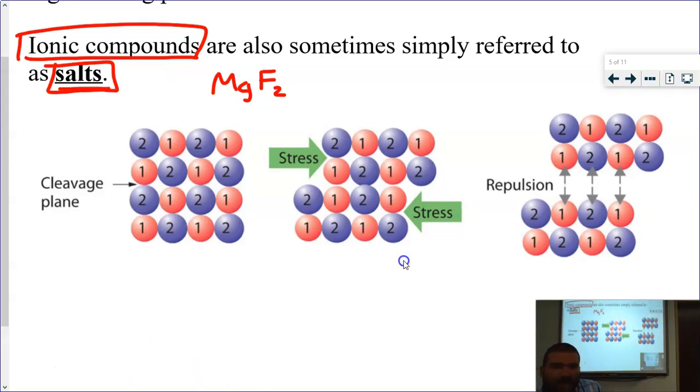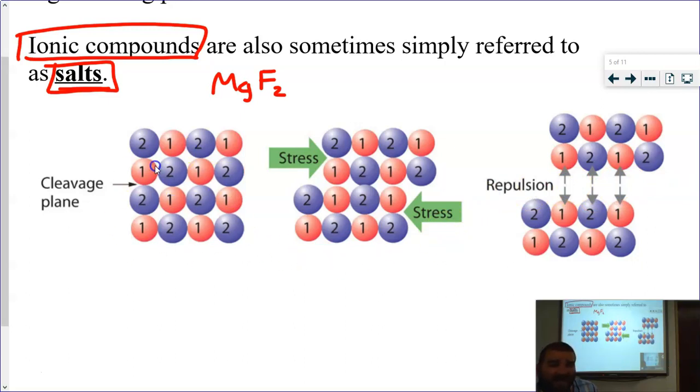But when we introduce a stress, like let's say I push the top sheet to the right and I push the bottom sheet to the left, all of a sudden my alignment of my grid is going to have negative, negative, positive, positive, negative, negative. And that introduces repulsion. And as that repulsion occurs, we're just going to cleave these layers. We're going to break them. And this is why ionic compounds are brittle.